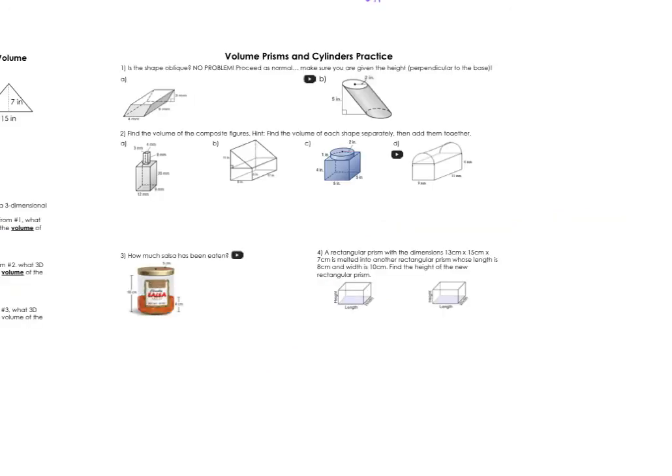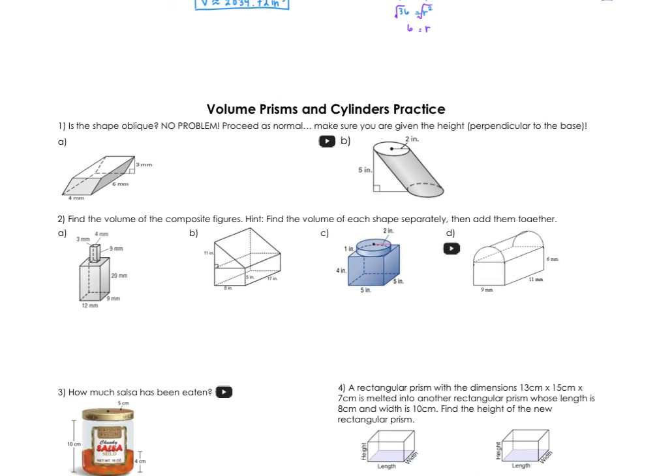Okay, now I'm going to go over a few of the practice problems. So 1B, we're dealing with oblique shapes. So remember, oblique is when it's kind of slanted. So for part B, this is an oblique cylinder. The way we find the volume of an oblique shape is basically the same way we find the volume of a regular shape. All we need to do is make sure that the height that we use is the height that is perpendicular to the base.